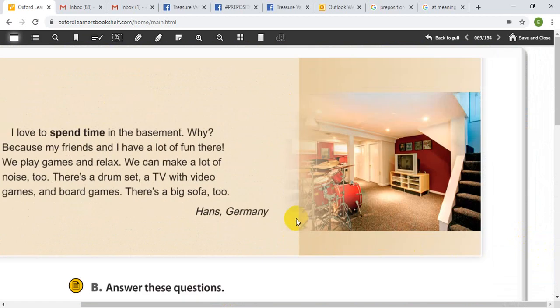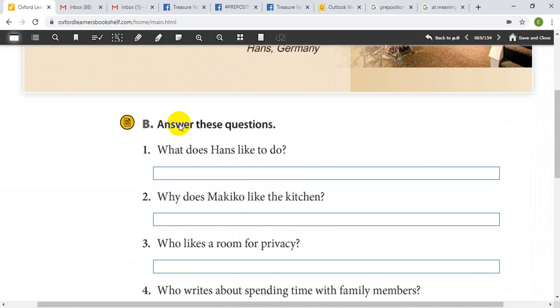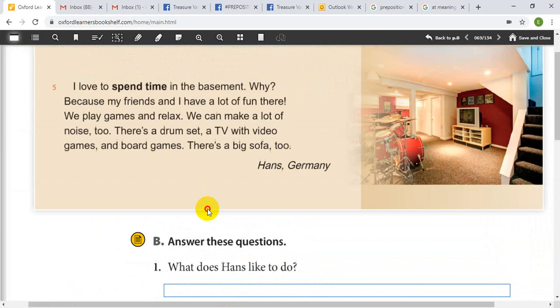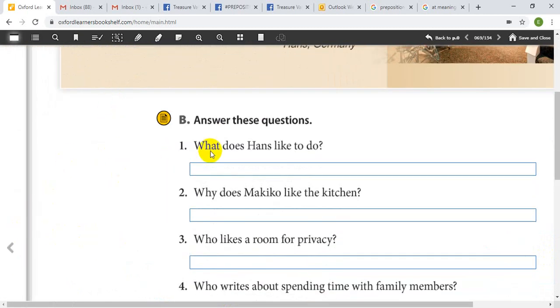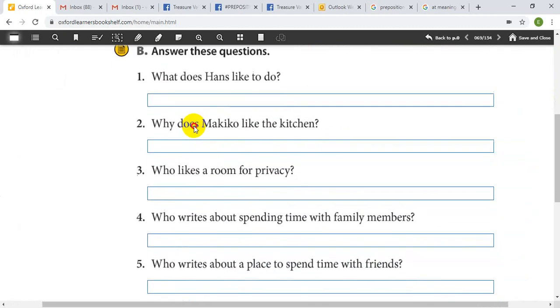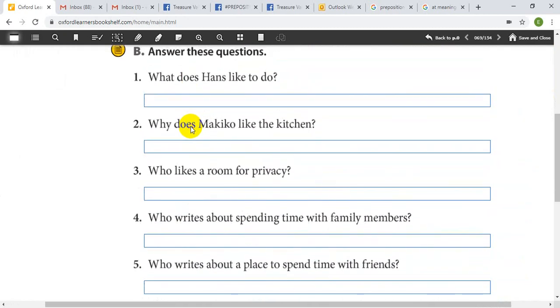and then we are going to solve activity B on page 69. So after going through it, after reading this thoroughly, okay, I want you to solve exercise B. You have to answer these questions. What does Hans like to do? Why does Makiko like the kitchen? Who likes a room for privacy? Who writes about spending time with family members, and who writes about a place to spend time with friends?